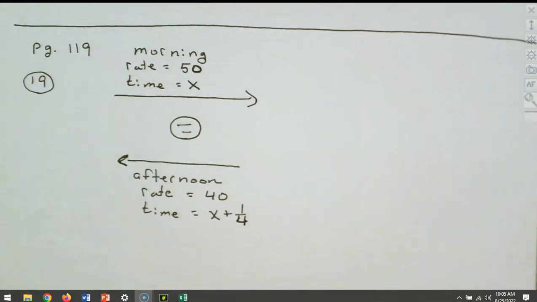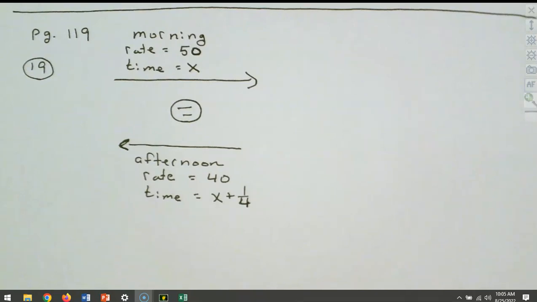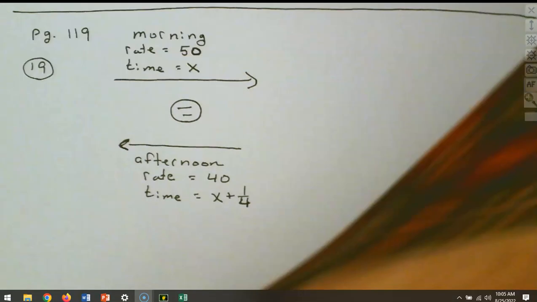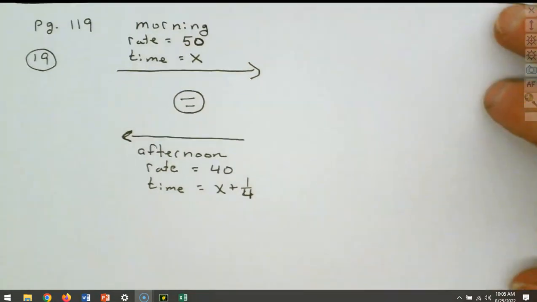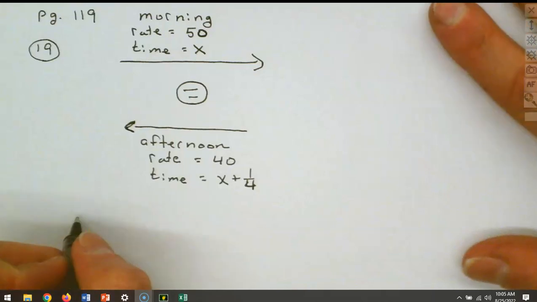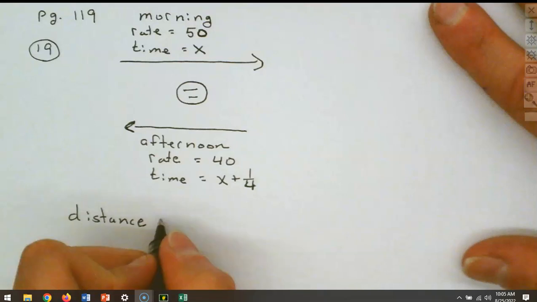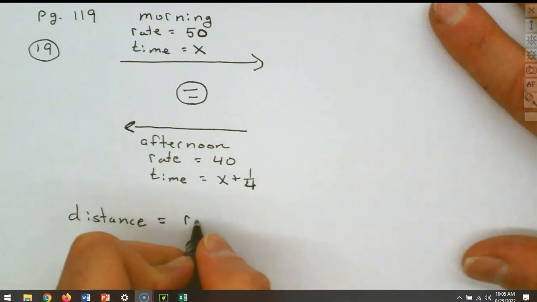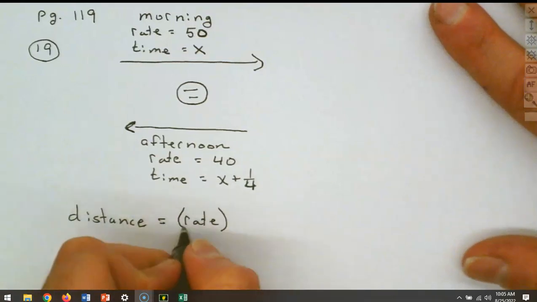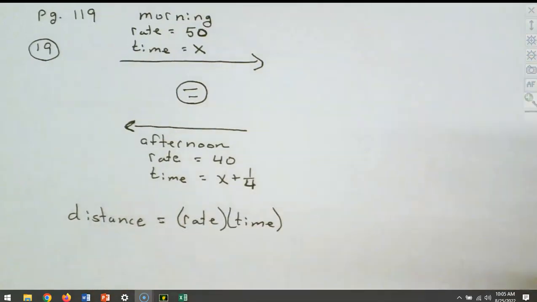So is everyone okay with that so far? Do you see how I got the diagrams drawn? Now we're going to build our equation from here. So what do we know? We know that these are equal, and we're going to have to work with the distance. Now the distance is always the same. It's calculated, and the distance is the rate times the time. So the rate times the time is going to give us our distance.